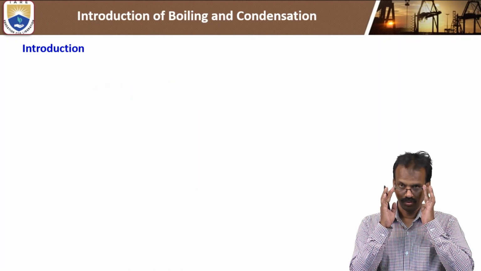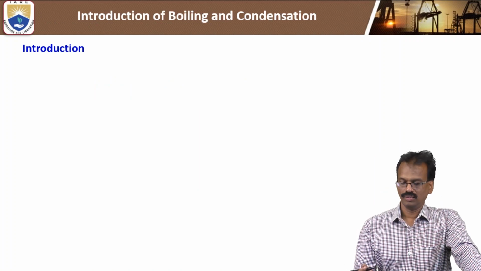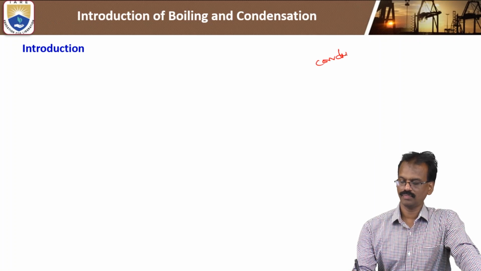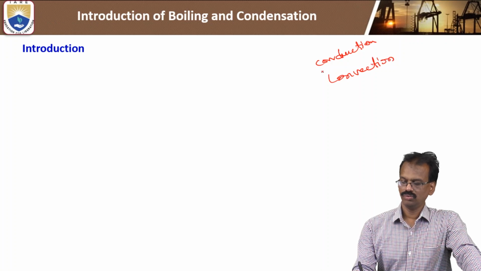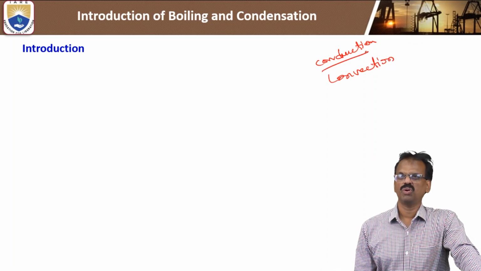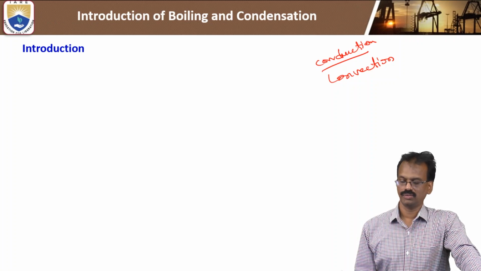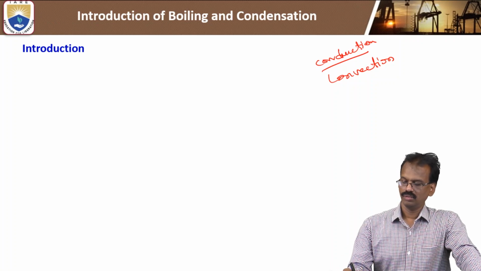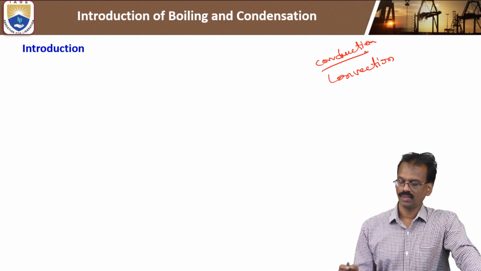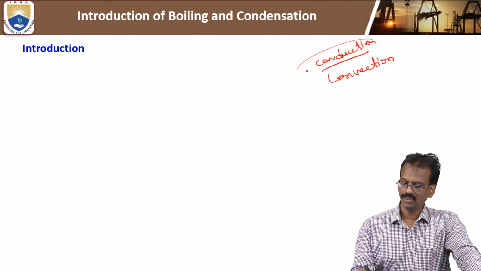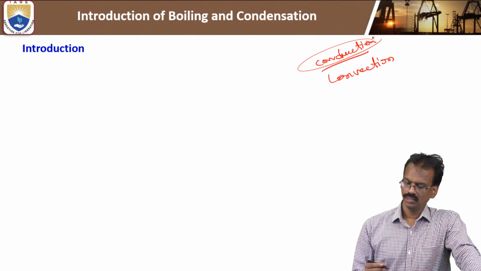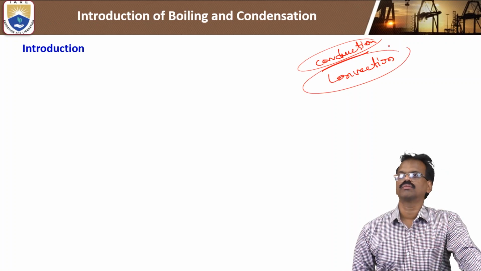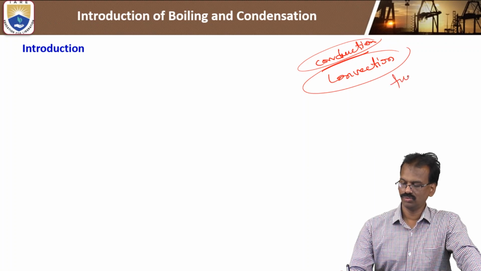We already covered the three modes: conduction and convection. In conduction, we didn't see any molecular movement or bulk movement of the particles, only vibration, lattice vibration, or electron movement, passing of the electrons. We already discussed conduction. But convection occurs in fluids. You know this one.